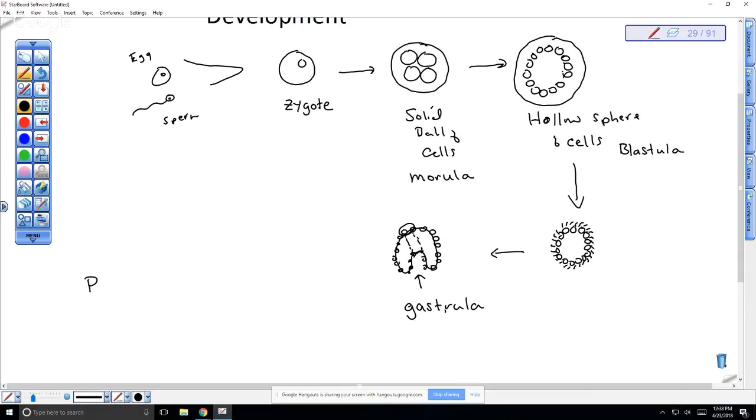So we have protostomes. Stome, if you took biology 102, you might have learned about stomata. Does anybody remember what stomata are? On leaves, you have little openings, little holes, right? So stoma means mouth, means an opening, right? So protostomes means that the first opening becomes the mouth.